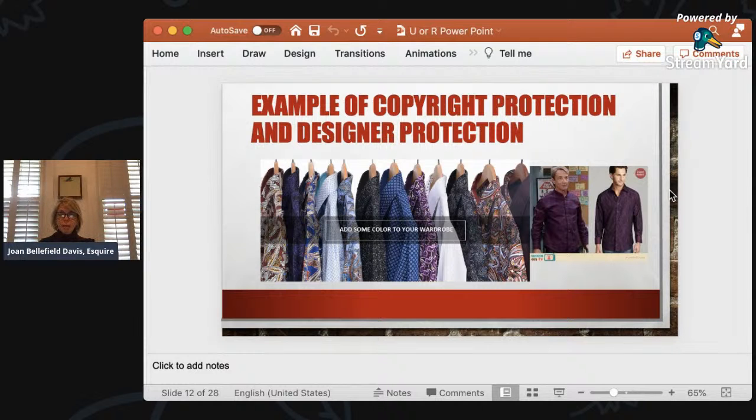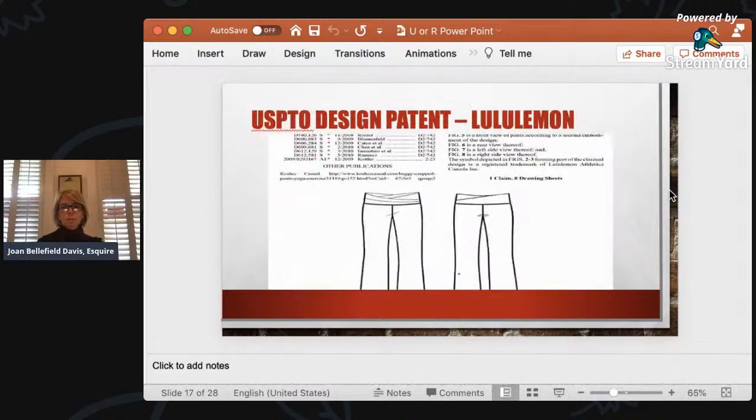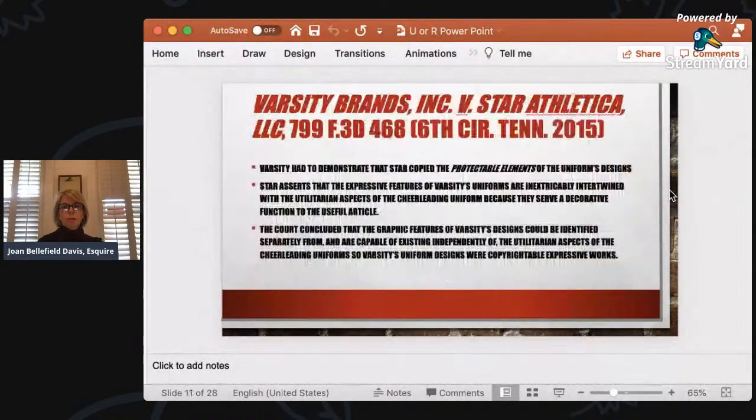So if you have a client who has created some sort of design artwork that they have on a shirt or a dress or any type of clothing, you can actually register that print with the US Copyright Office, but you cannot register the design. Just to drive that point home.